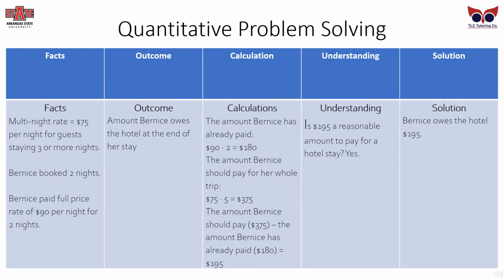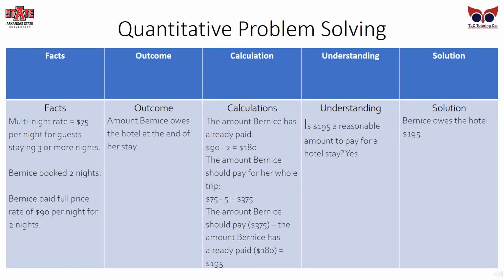You should have noted that the multi-night rate is $75 per night for guests staying 3 or more nights. You should also note that Bernice booked 2 nights and paid the full price rate of $90 per night for each of those 2 nights. The outcome that we want is to know how much Bernice owes the hotel at the end of her stay.